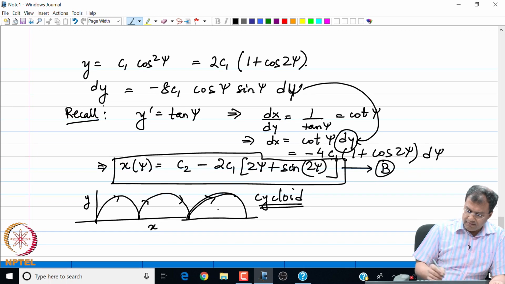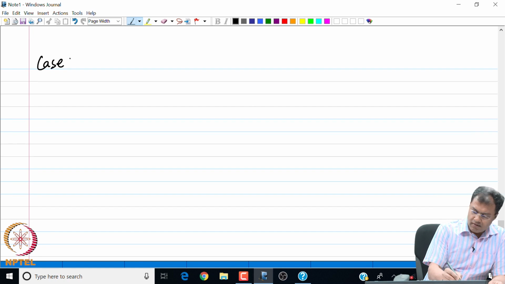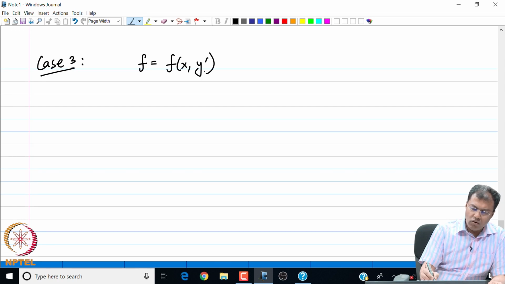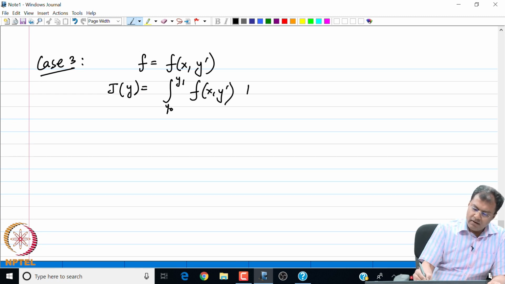To my next case. My next case, that is the case three. So, my next case is the case where f is explicitly a function of x and y prime only. So, there is no explicit dependence of the integrand f on y. So, in this case my functional will have the following form: J of y is the integral from x0 to x1 of f of x comma y prime dx.